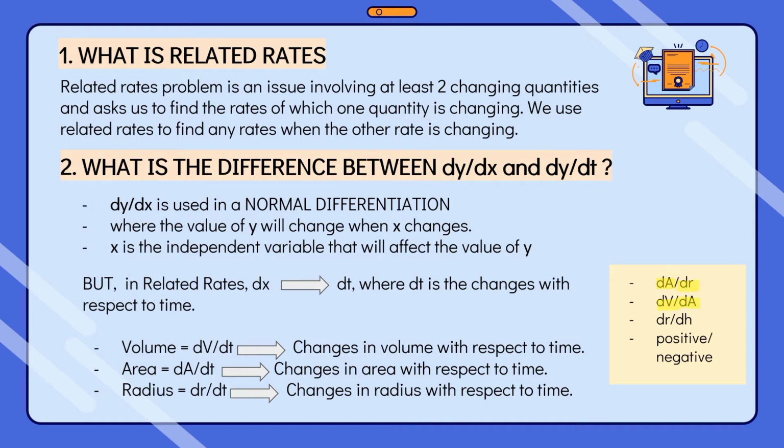And note that in related rates, our rates can be either positive or negative. If there are words like flowing out of the container or dropping out from the container in the question, then we have to know that our rate is negative, or otherwise our rate will stay positive.